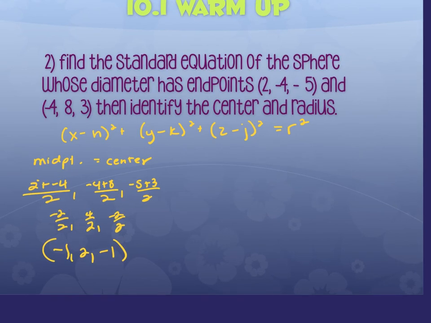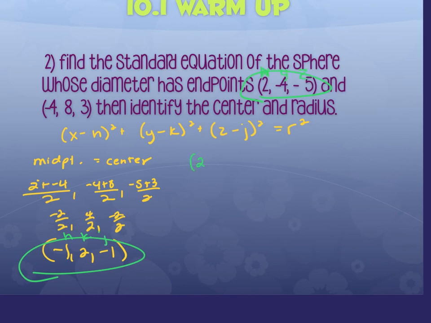And then there's 3 ways to get the radius. I could find the distance between the endpoints of my diameter and cut it in half, or I could find the distance from my center to one of those coordinate points, or I can take one of those points and the center and plug them into the equation to find the radius. You can do any of those 3. So let's say I do that. This is my h, my k, my j. That's important. And this is my x, my y, my z.